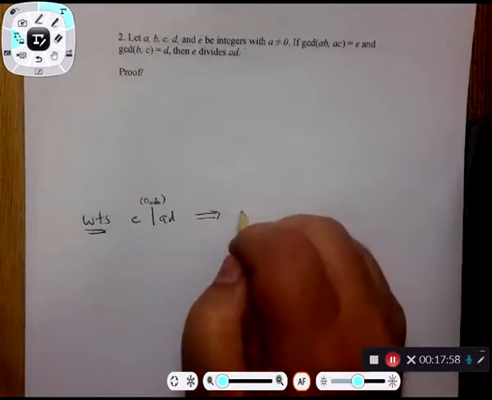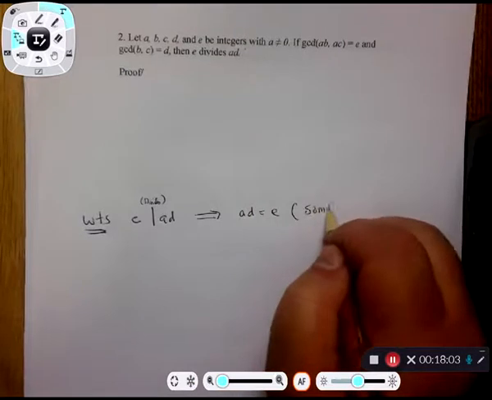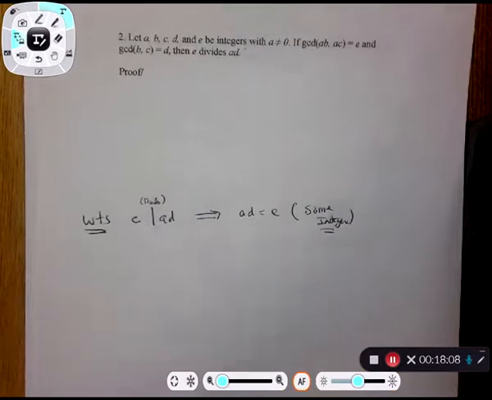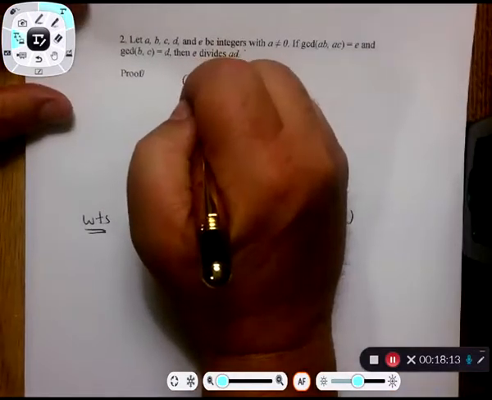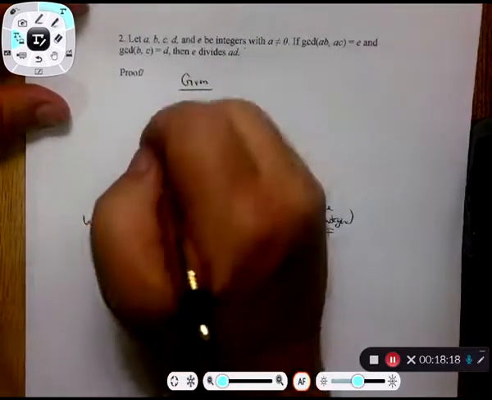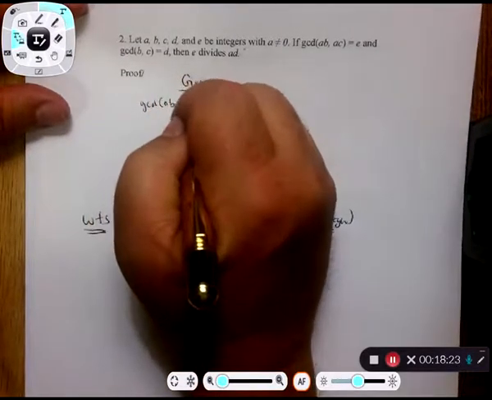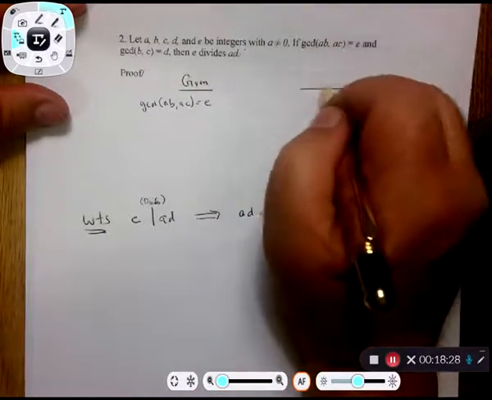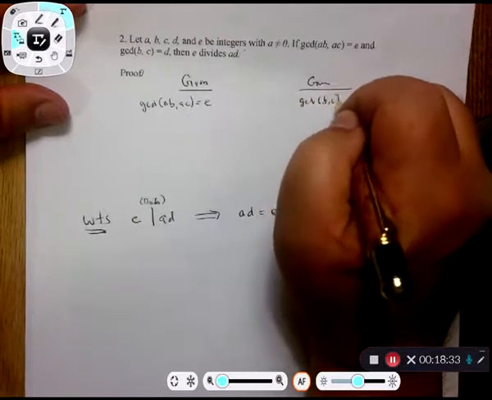What I really want to show is that AD equals E times that famous some integer, and I've got to come up with who that integer is going to be based upon the givens. Now, here's your strategy. What are the givens? You're given two things: that the GCD of AB and AC equals E, and that the GCD of B and C is equal to D.